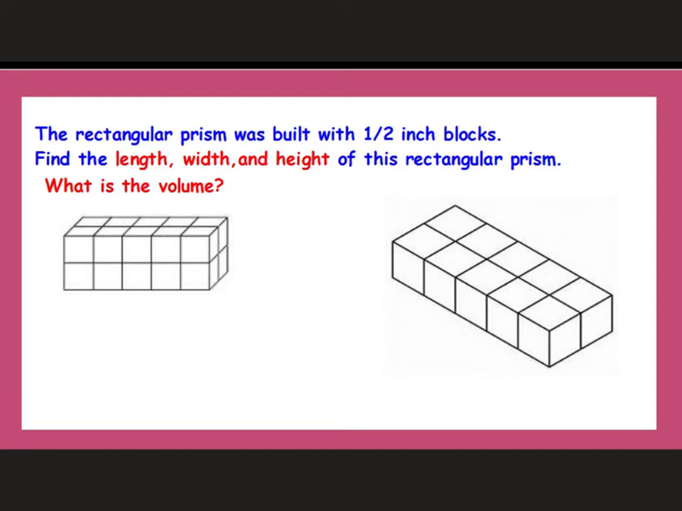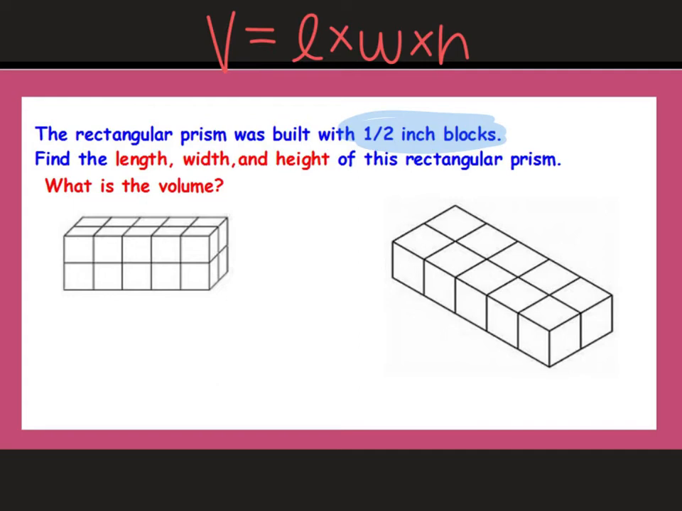Alright, so just like yesterday, we're still talking volume. So at the top, I'm going to write our formula. Remember, volume is just length times width times height. Now, today we're talking about rectangular prisms that are built with 1/2 inch blocks. So if you see, I'm going to highlight. Each of these blocks, instead of being 1 cube or 1 inch, each of them are 1/2 of an inch. So that's going to change our volume by 1/2, right?